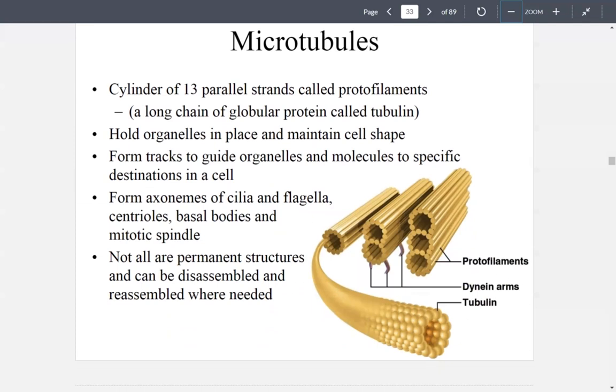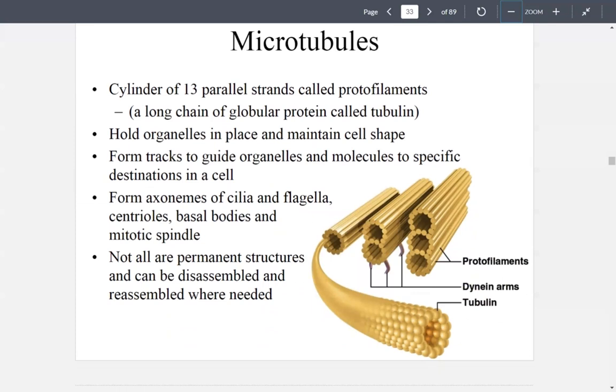Microtubules are cylinders of 13 parallel strands of a globular protein called tubulin. This tubulin forms a long chain that eventually becomes called a protofilament. These microtubules are going to form tracks. Think of a railroad, very similar in nature. They are also going to be involved with giving structure to cilia and flagella and the centrioles and mitotic spindle involved with the cell cycle.